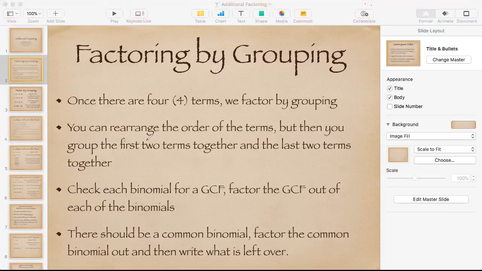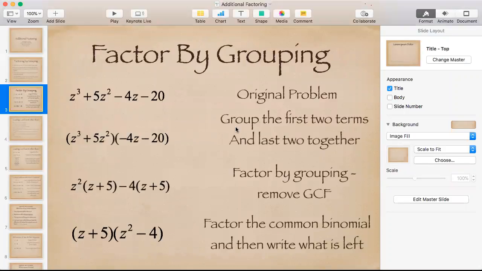So what you're going to do is group the first 2 terms together and then the second 2 terms together, and then you're going to look for a greatest common factor from each of those binomials. When you find a greatest common factor, you're going to pull it out, and then you should be left with the common binomial factor. So you're going to have 2 numbers multiplied together, and you're going to look for the common binomial factor. So this, like I said again, is just the notes. And then this page is the actual example.